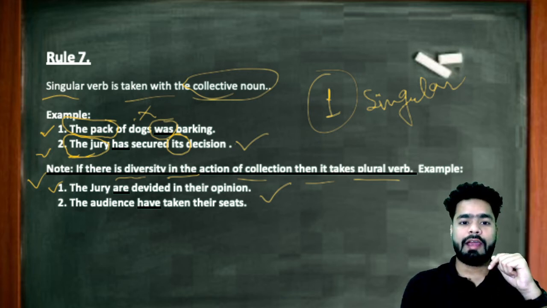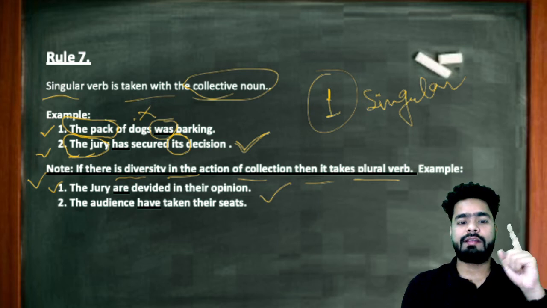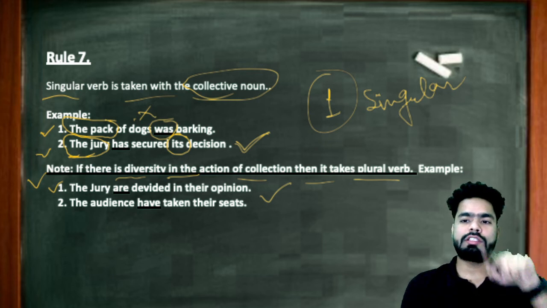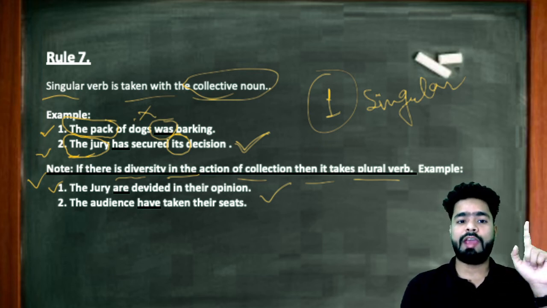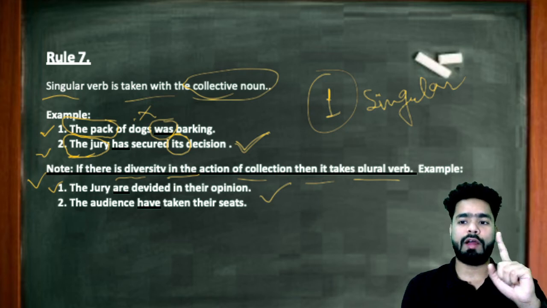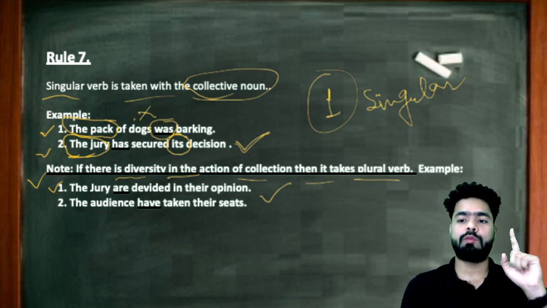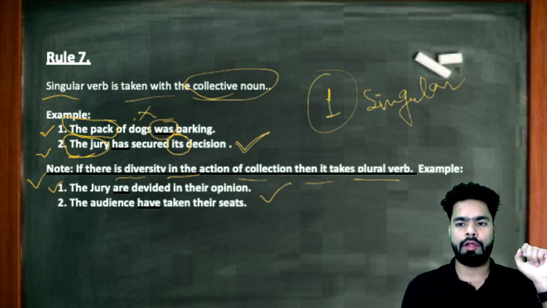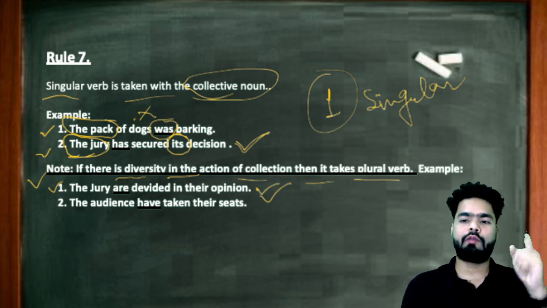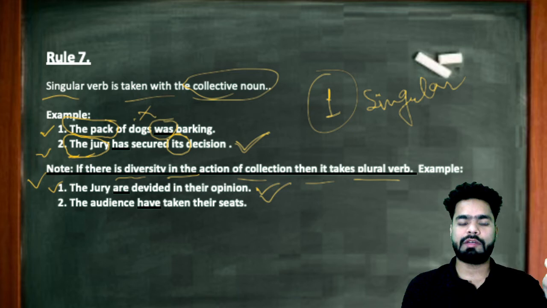Why? In "The jury has secured its decision," only one decision was there from all the judges, which means the jury was one collection of many judges who secured only one decision. But here the opinions of the judges, the members of the jury, are different, which means we will use a plural verb. The jury are divided in their opinions. Here we have to use a plural verb.